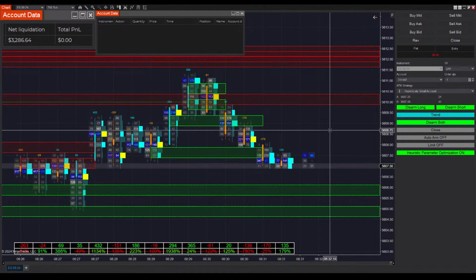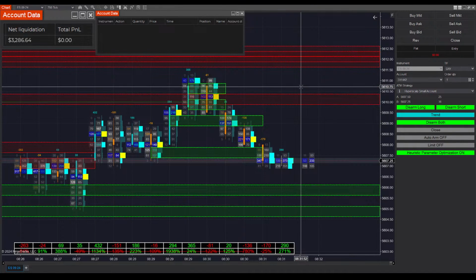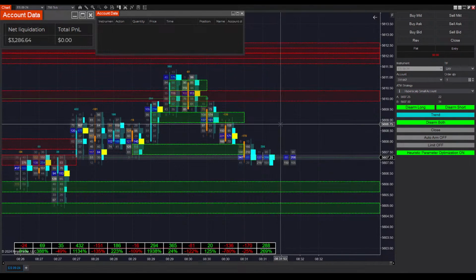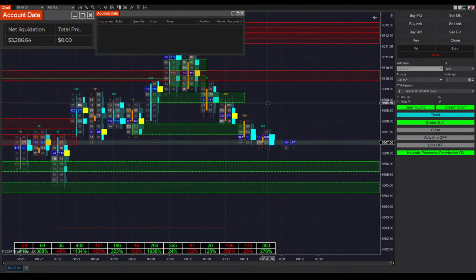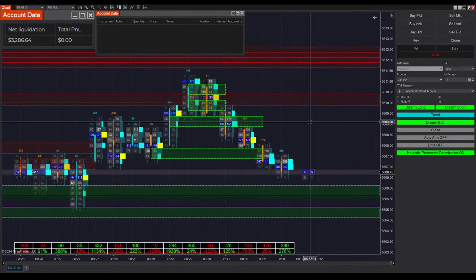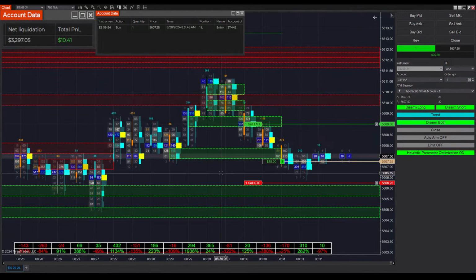So let's just jump right into it. We're going to start with trend mode today. Although we do have some divergences here. Just got put into a long position here.